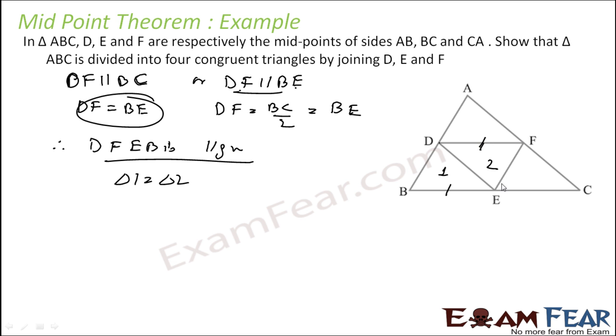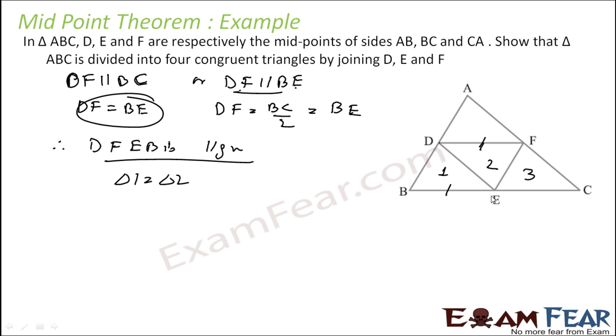Similarly, I can prove that this is a parallelogram. How? DF is equal to BC by 2, that is nothing but DF is equal to EC, and DF is parallel to EC. Therefore DFEC is a parallelogram, and thus EF is a diagonal, so the diagonal will bisect this parallelogram into two equal parts. So triangle 2 and triangle 3 will be congruent.